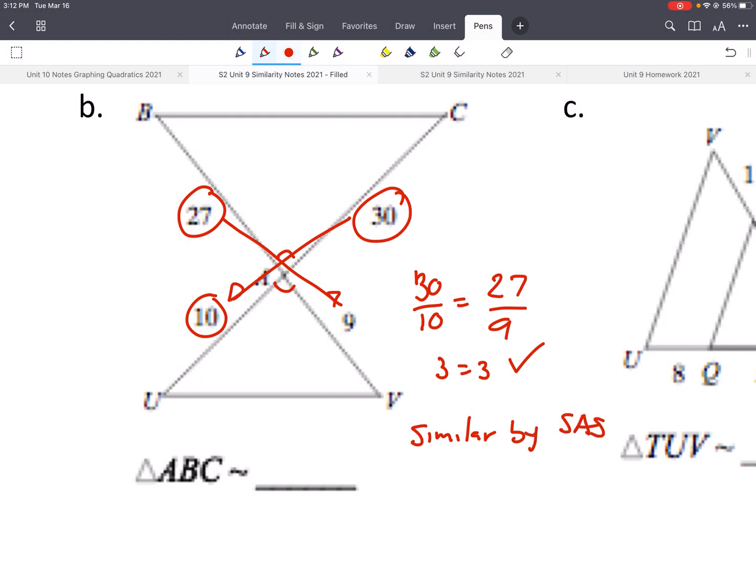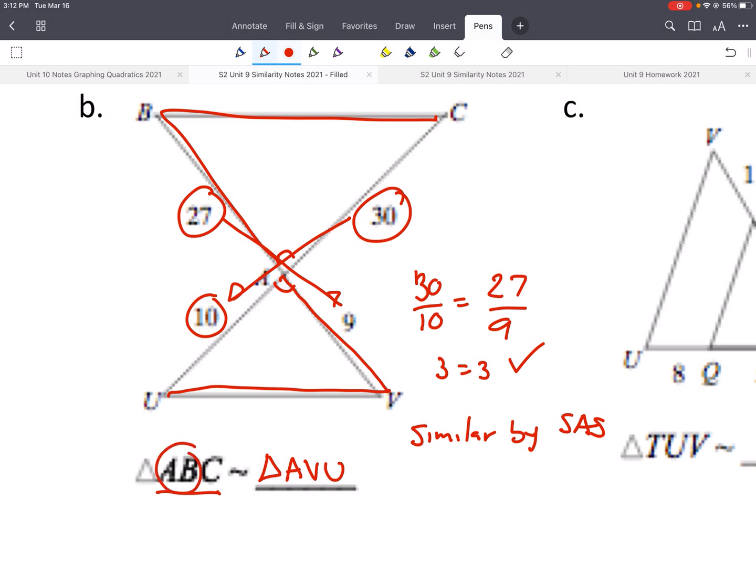And we need to finish out the statement. So we did ABC here, ABC. So we need to do the same. We need to make sure we use the same corresponding sides. So that would be AVU. Okay, so we should make sure that A and B and A and V, those are the corresponding sides.